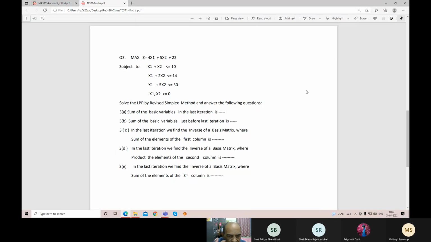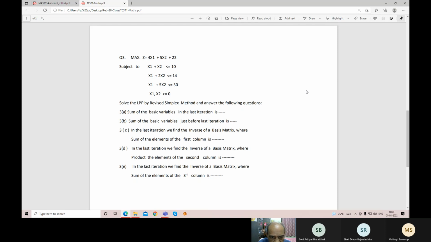How many basic variables will there be? 3 constants, 3 basic variables. So we want to know what is the sum of the basic variables just before the last iteration. Okay, that is the second part.